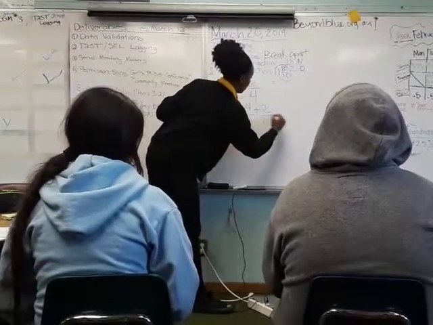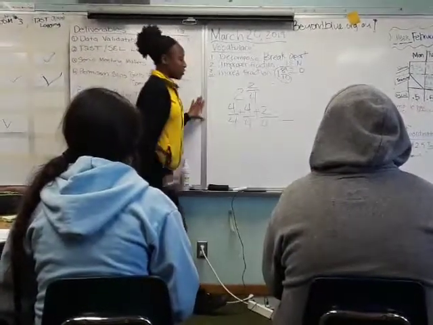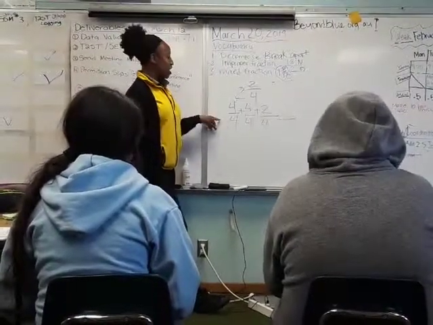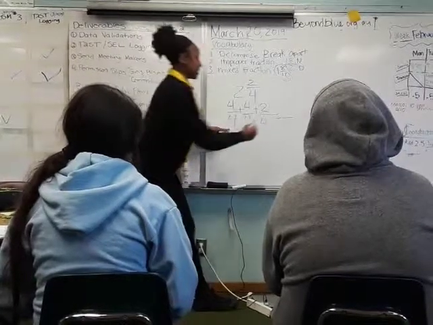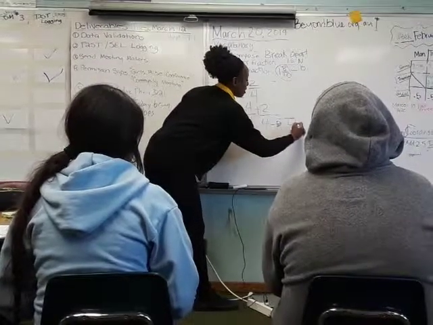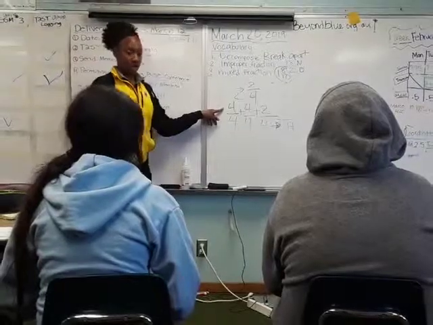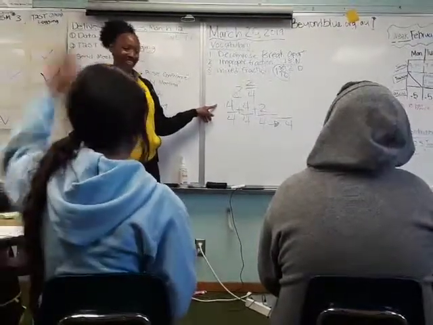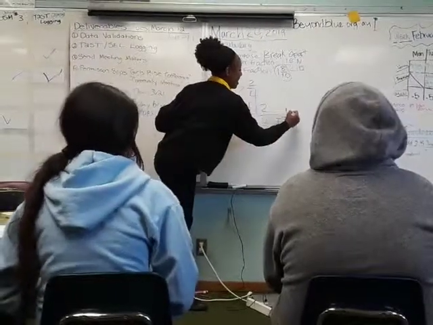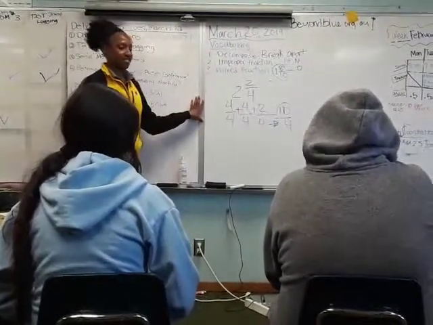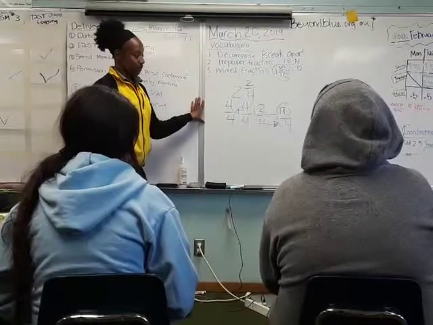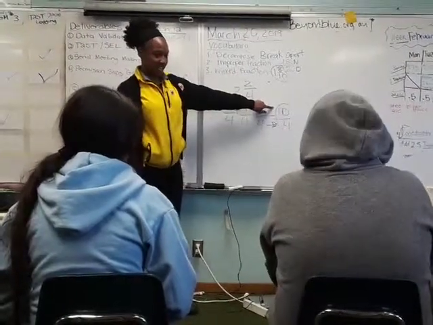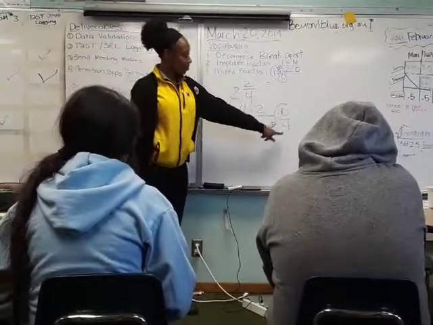Natalie, what do we do now? You add. You add what? The top or the bottom? Remember, if we have the same denominators, we keep that the same and we just move it over, right? And then we only add the top. Can anybody add that? 10. Very good. And is this an improper fraction? Yes. Why? Because the numerator, which is the top, is greater than the denominator, which is the 4.